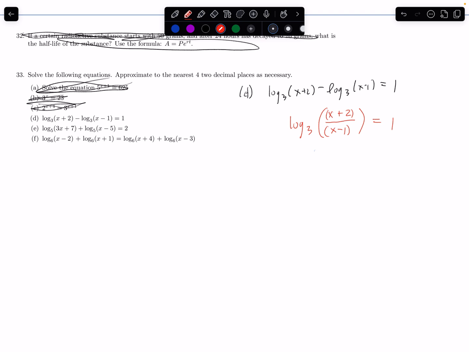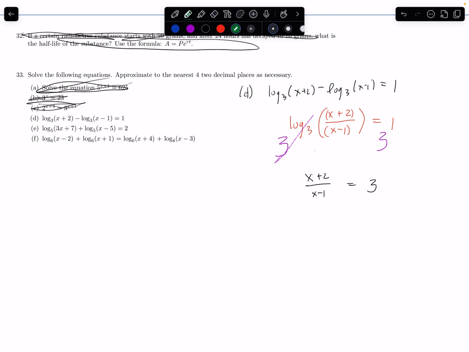That's equal to 1. Okay, now at this point, I'm going to hit it with my exponent. So I'm going to do 3 to that equals 3 to that. And on the left side, when I do that, those get canceled out. I have x plus 2 over x minus 1. Right hand side is 3 to the 1, which is just 3. And from here, I just solve like usual.